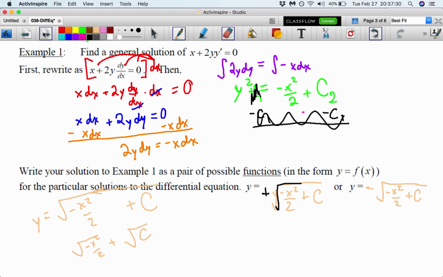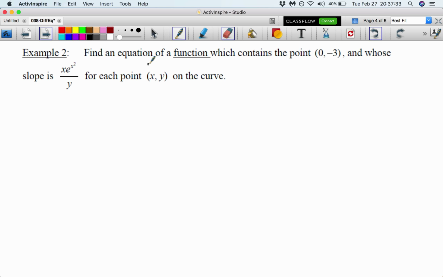Let's do another example before we get bogged down in this one. Find an equation of a function, okay, so no plus or minuses, no funny business, which contains this point. And here's a bit of a spoiler alert. If you want to try this problem without any spoilers, without any help, pause the video right now. Okay, 3, 2, 1. This point is an initial condition, and that's what will let us solve for c. So don't plug that in right away. Don't do anything crazy. And whose slope is this for every point on the curve?